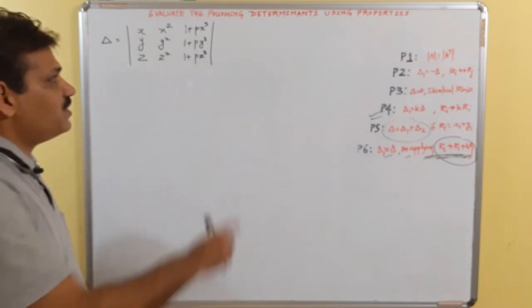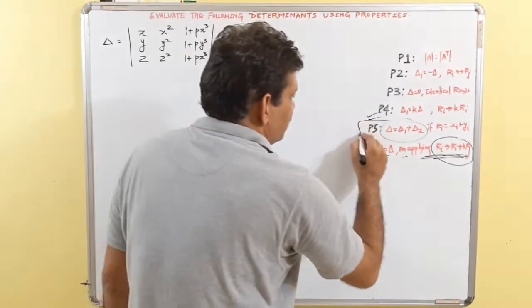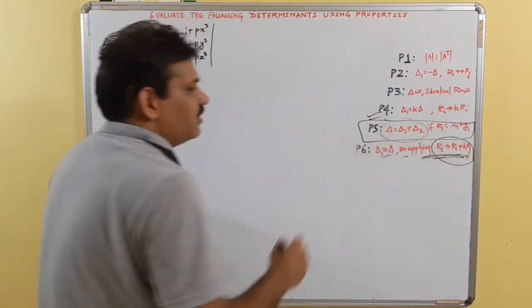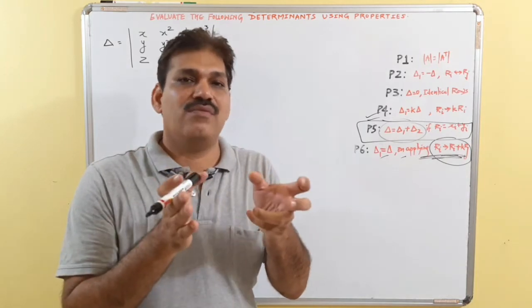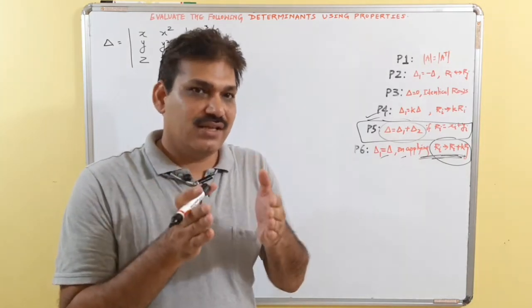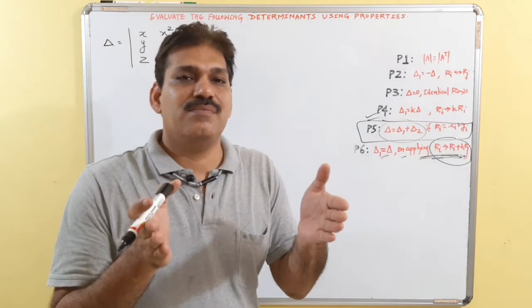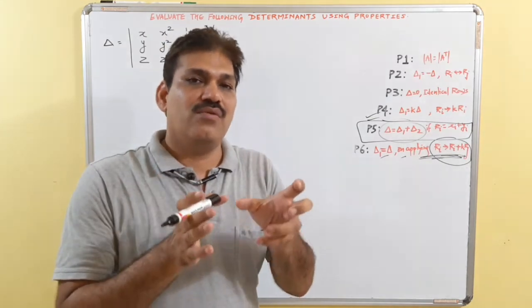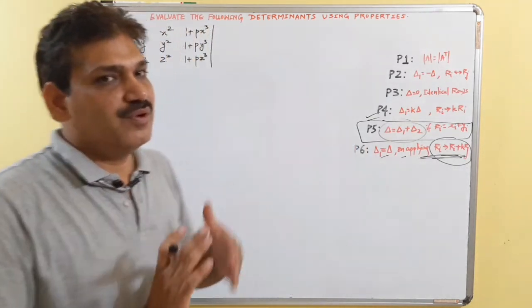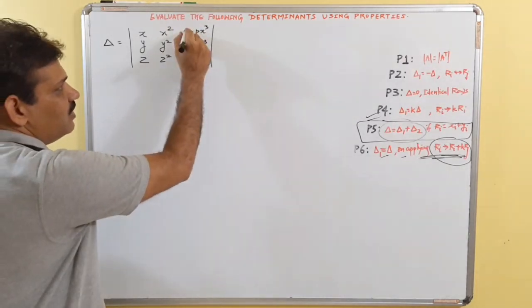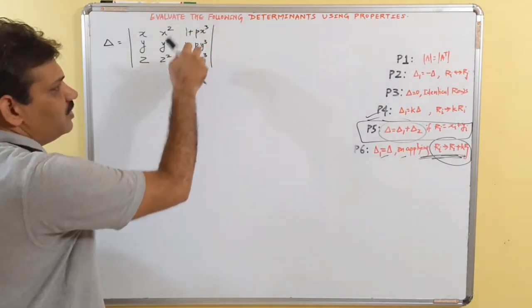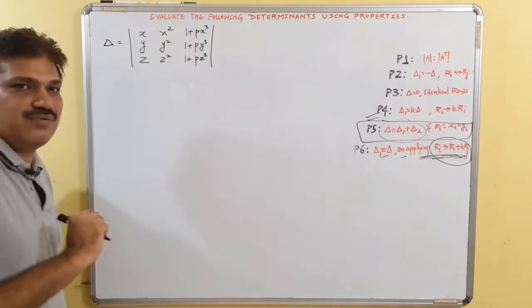See, property 5 suggests that if in a determinant a particular row or a particular column is expressed as the sum of 2 or more terms, then the determinant can be split up as the sum of 2 or more determinants. So here we see that the elements of column 3 are expressed as the sum of 2 terms.